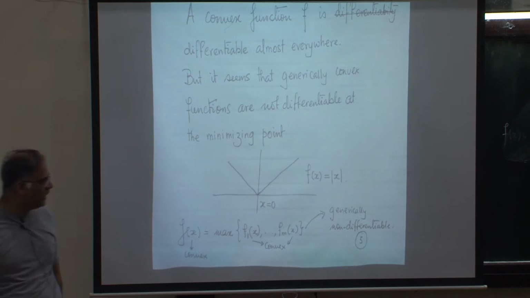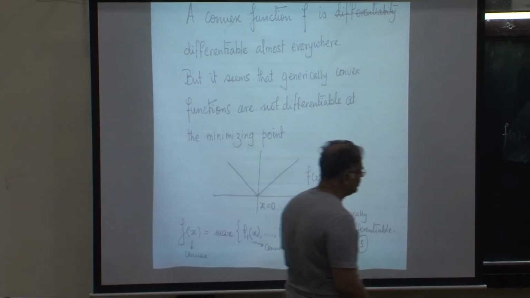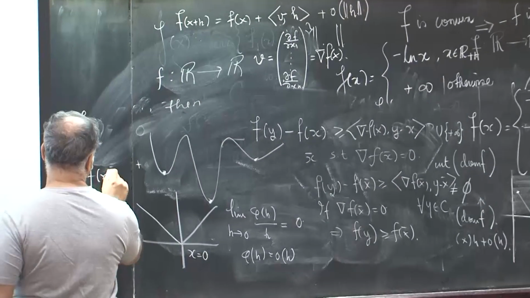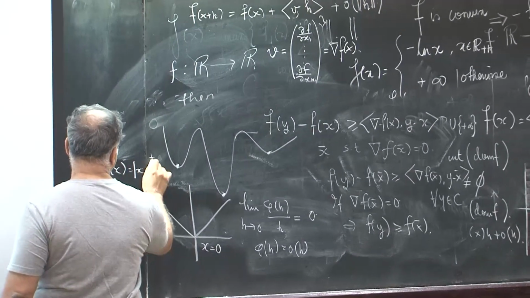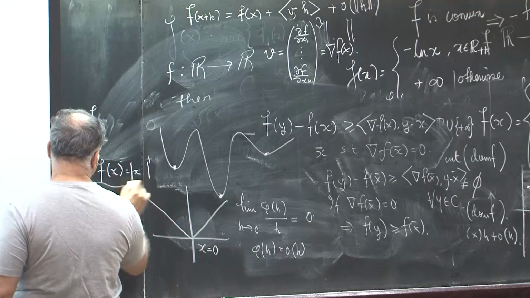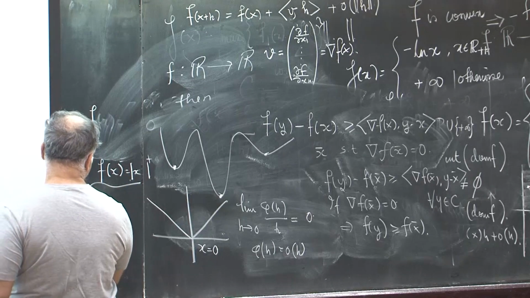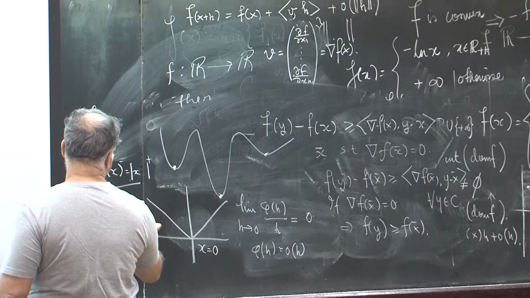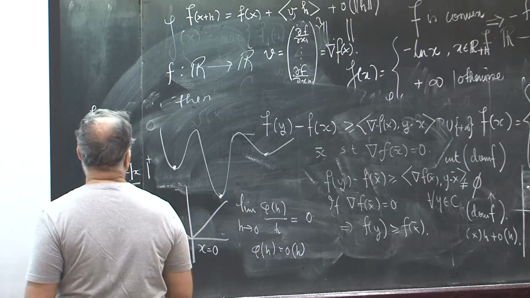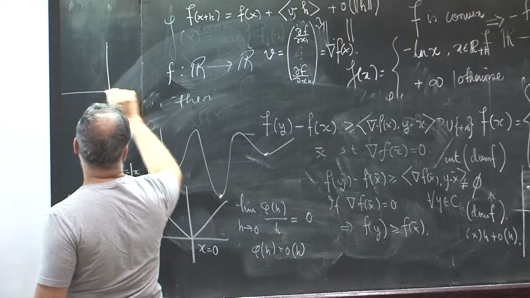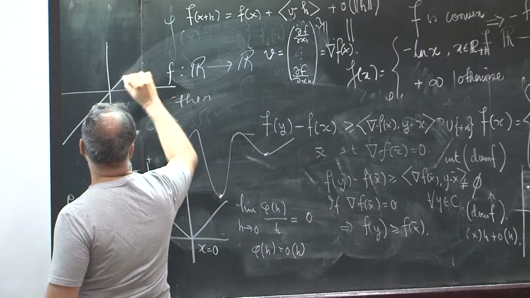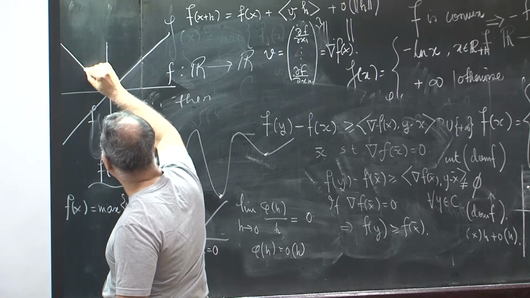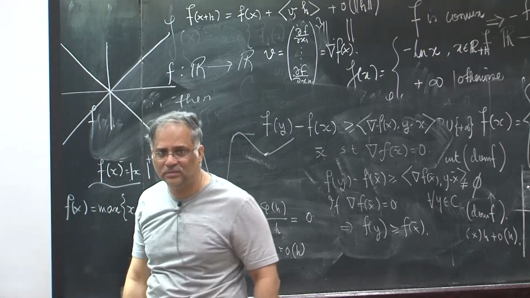So if you look at the function f(x) equal to mod x, I can write this in another way. This function can be written as f(x) equal to max of x and minus x. Why? Because y equal to x is the equation of one line, and y equal to minus x is the equation of the other.